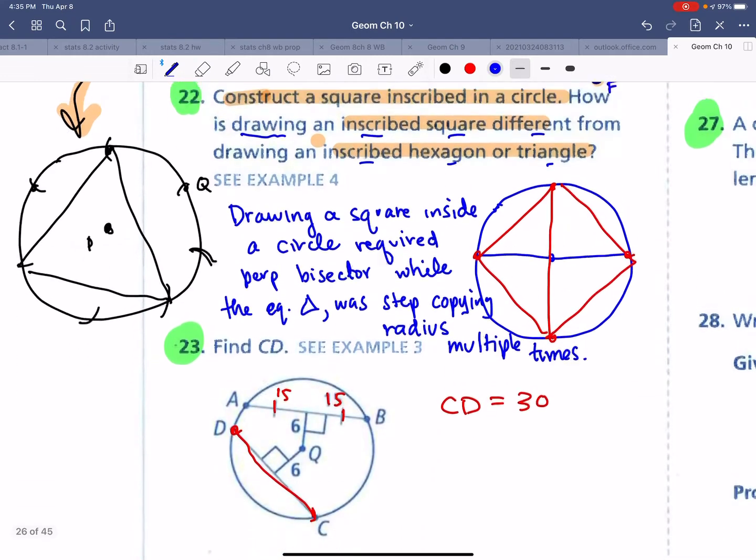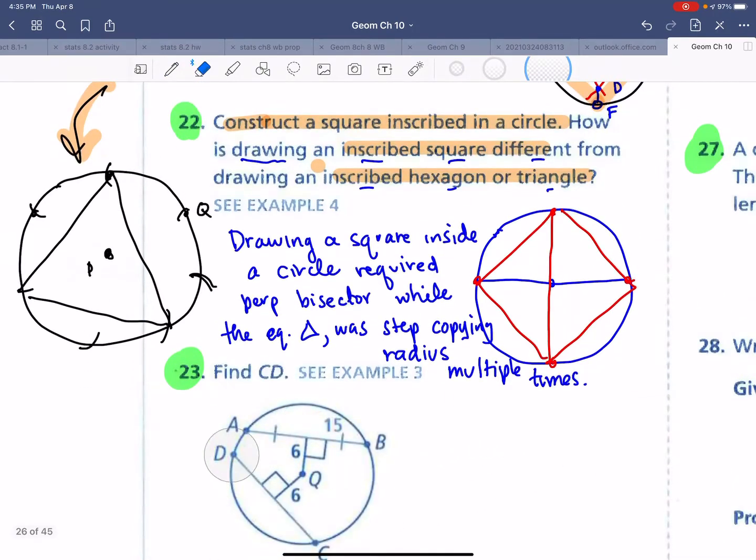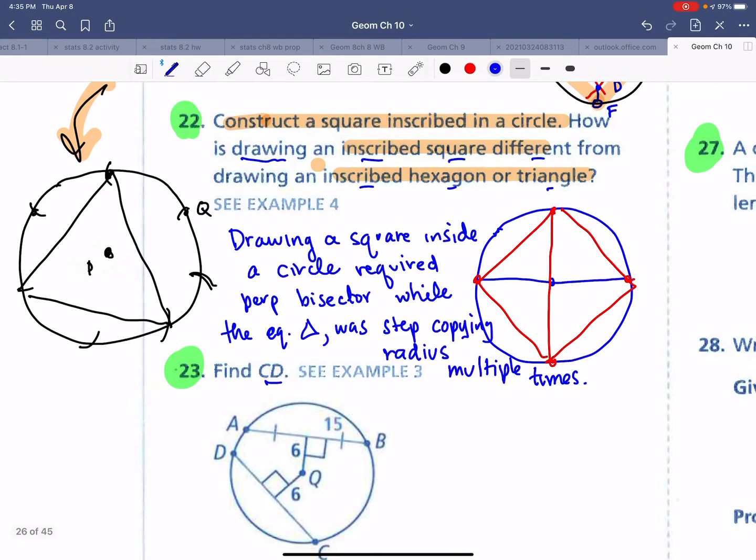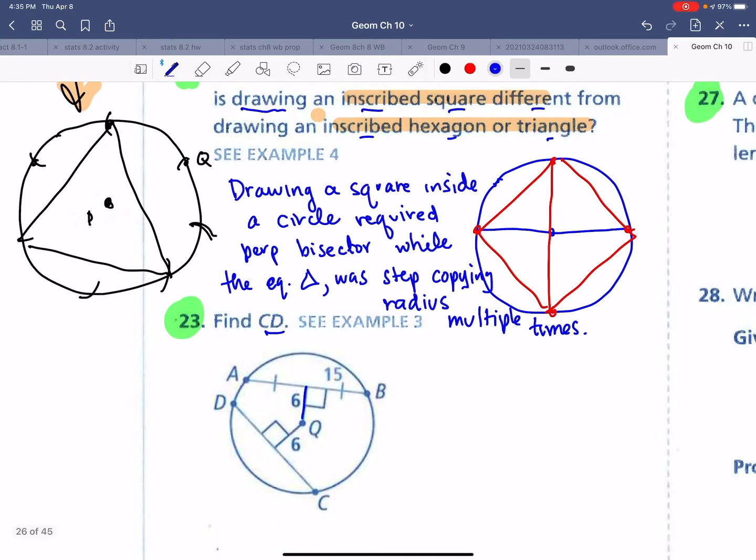Now looking at 23, it states, what would CD be? Well, we learned that if this distance 6 is equal to this distance 6, then these chords have to be equal. This was theorem, I believe it was theorem 10.5 or 10.6. So if this is 15 because this is a perpendicular bisector, which means the whole distance CD would be 15 plus 15, or 30.